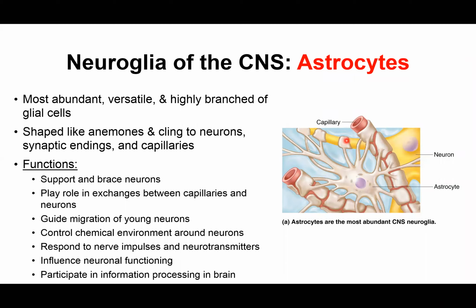Astrocytes also respond to nerve impulses and to neurotransmitters, and research has it that we believe that they actually influence how the neuron is functioning and can participate in information processing in the brain.